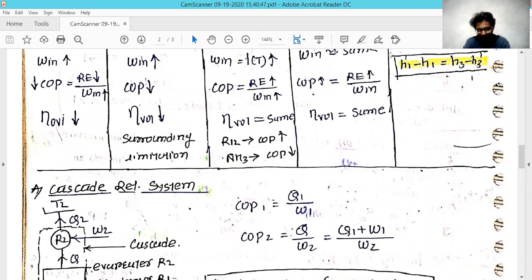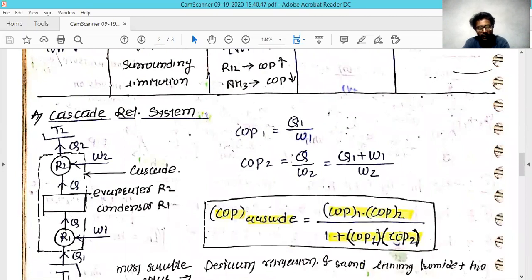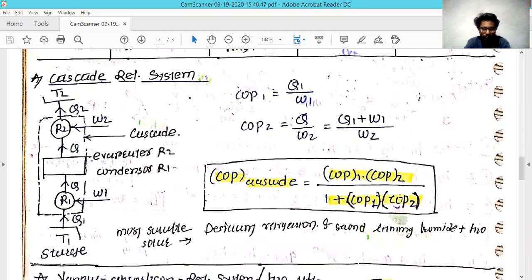Now we move to the second portion, which is called the cascade refrigeration system, which we have seen previously. If two refrigeration systems are added together, then in that condition we have to calculate the coefficient of performance for this combination of two.